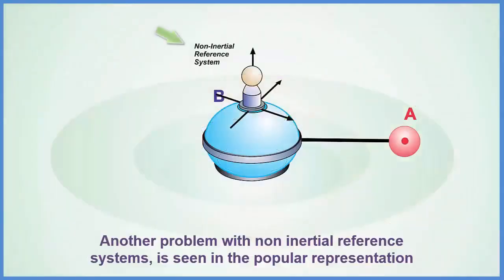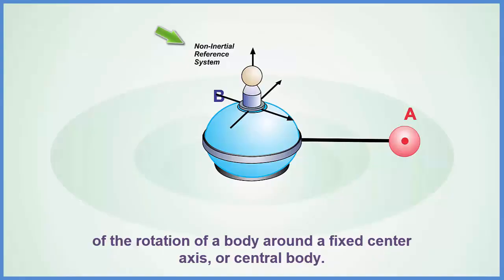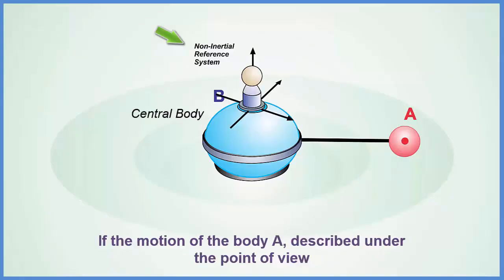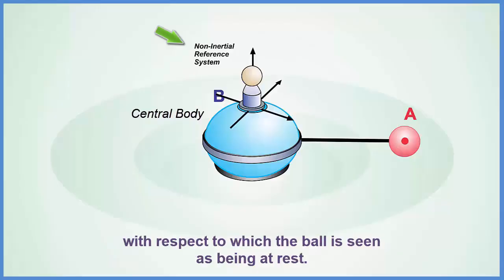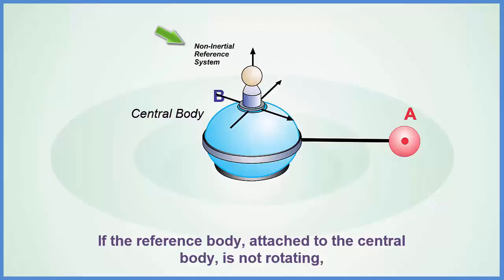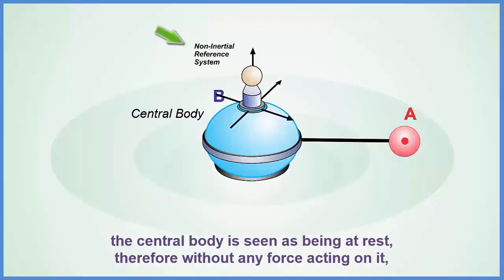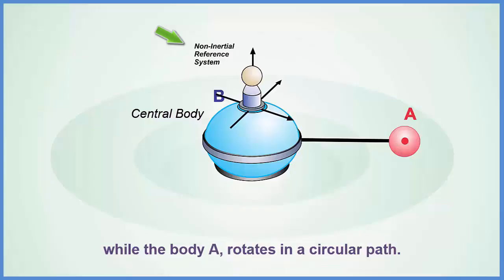Another problem with non-inertial reference systems is seen in the popular representation of the rotation of a body around a fixed center axis or central body. Consider the motion of the body, A, described from the point of view of a rotating reference attached to the central body, with respect to which the body is seen as being at rest. If the reference body attached to the central body is not rotating, the central body is seen as being at rest, therefore without any force acting on it, while the body, A, rotates in a circular path.